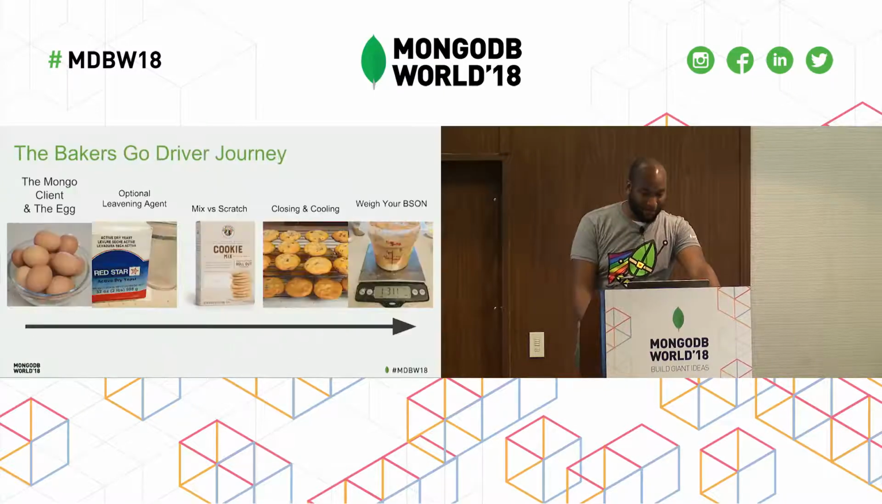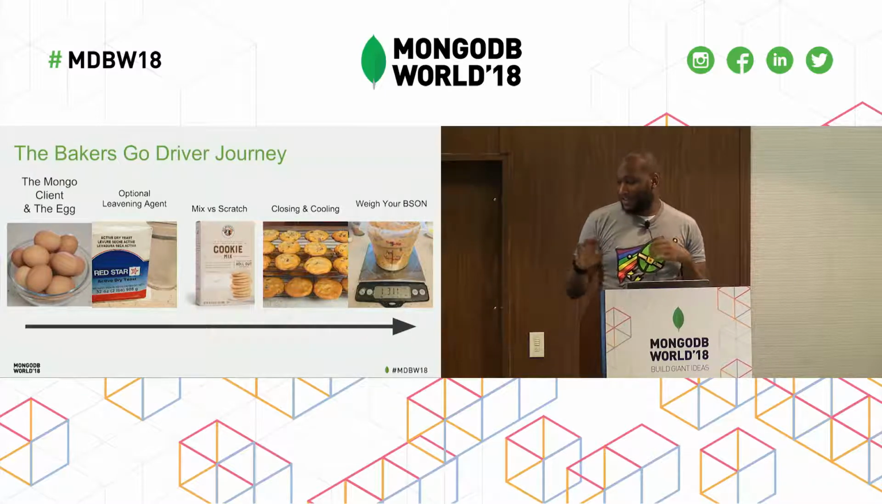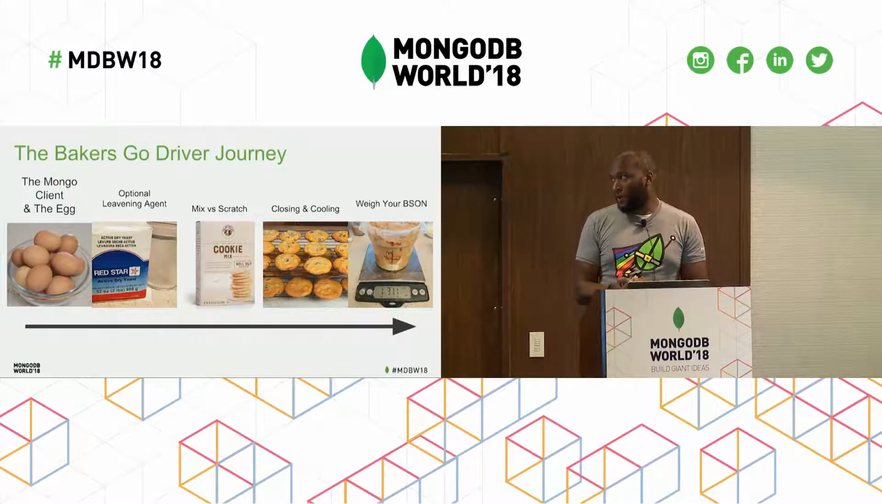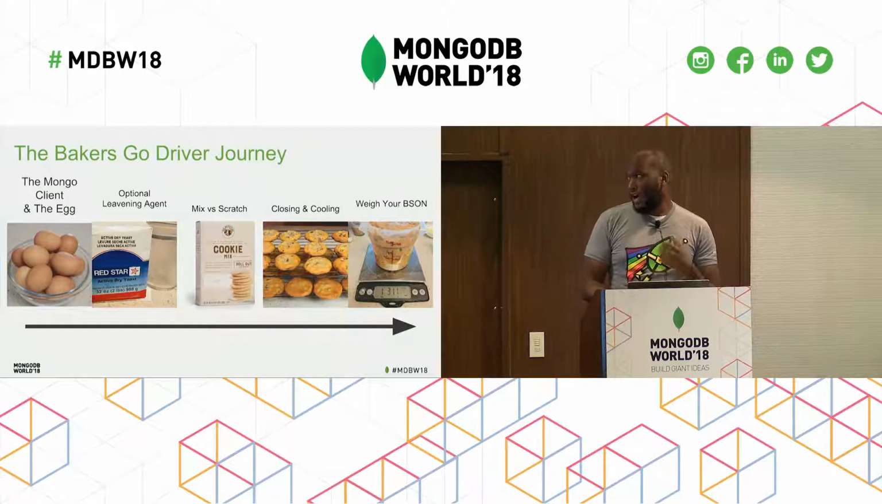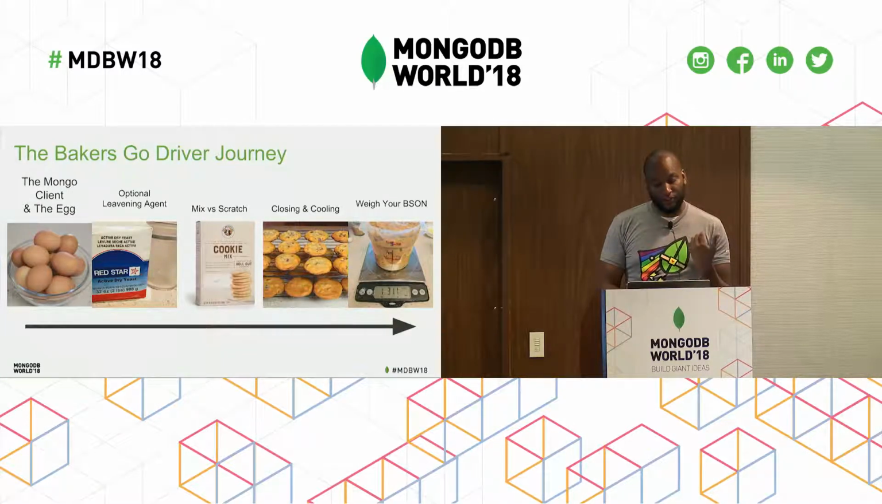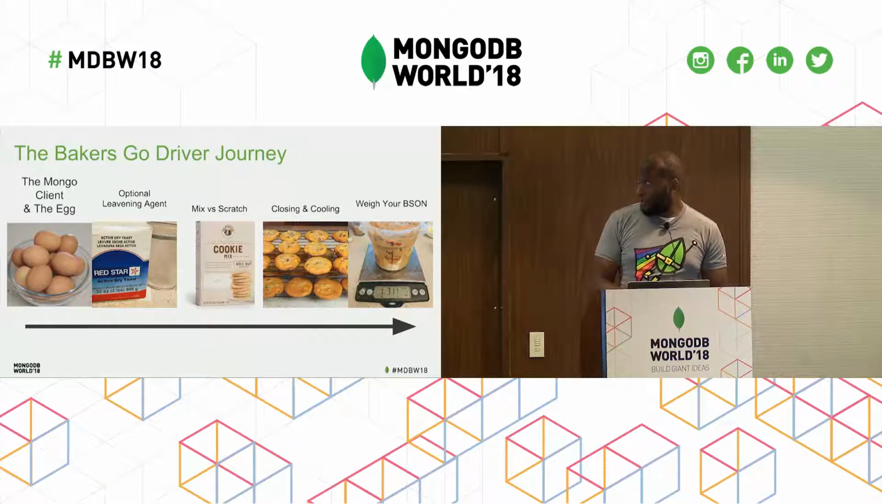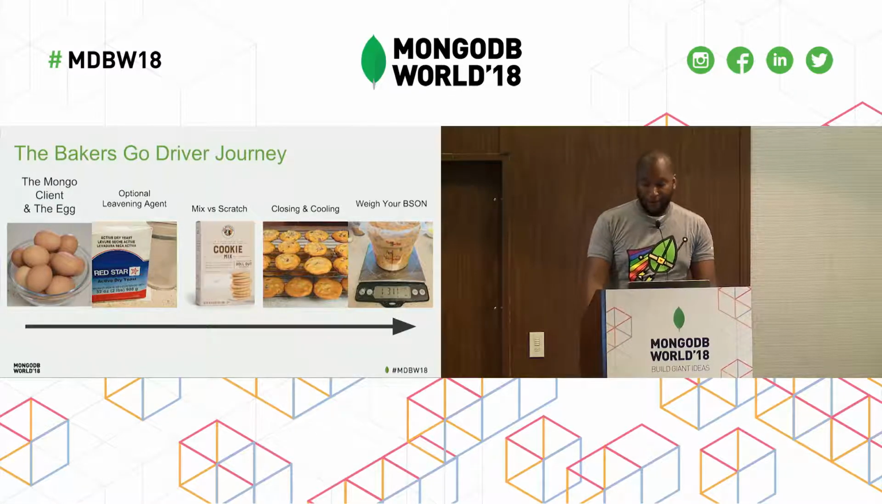All right, so that's it. That's the baker's journey through the Go driver. We've talked about the Mongo client and the egg and how you can do these 2 operations that Connect does separately. We've talked about options and leavening agents and how powerful options can be in the driver. We've talked about baking from mix versus scratch, which is about the different flexible ways you can encode and decode your types. Closing and cooling, which was all about disconnecting your client, and finally weighing your BSON and how the high-performance BSON library can help you.